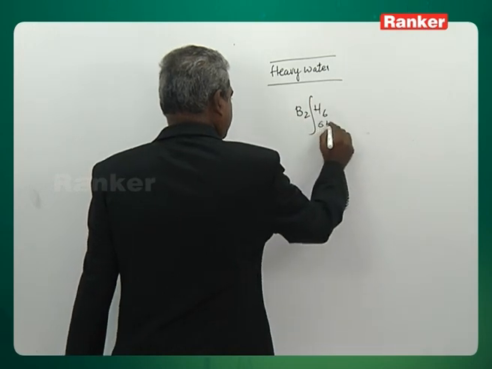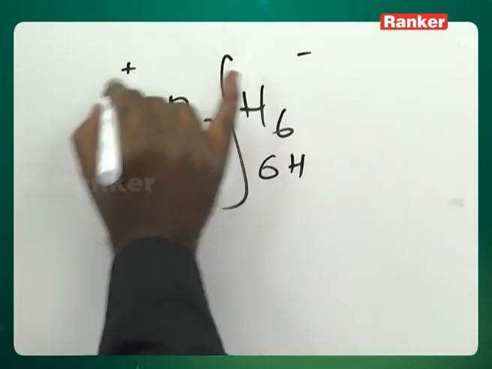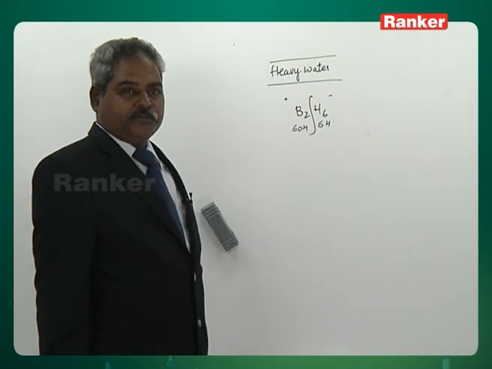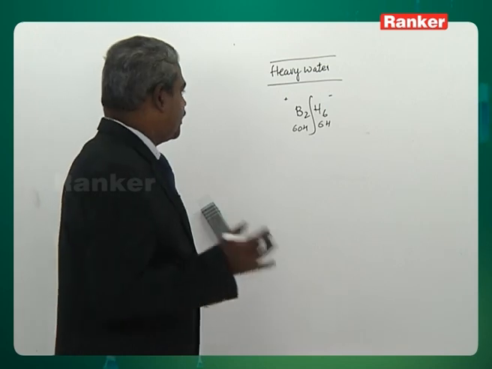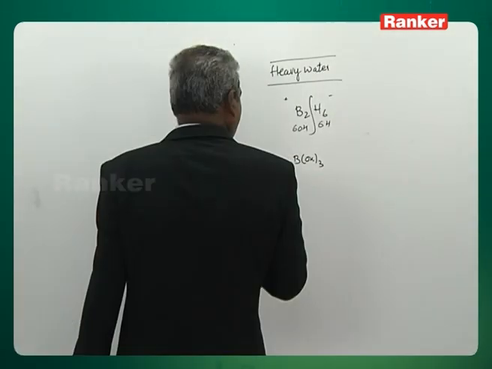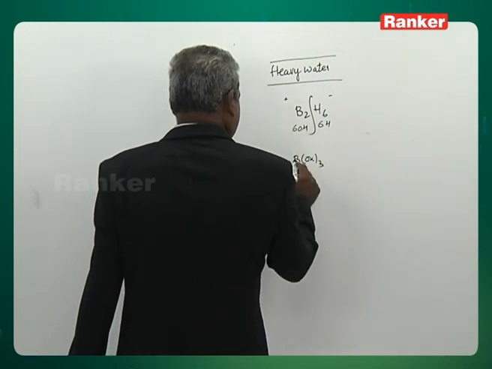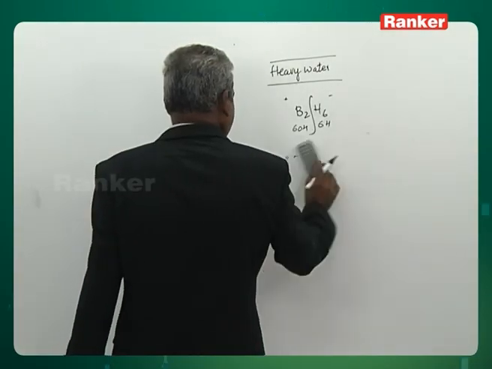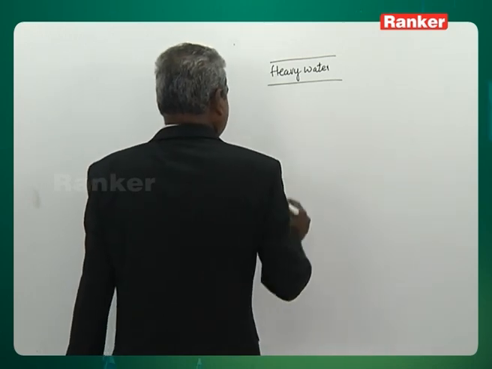So 6H, 6OH. H minus, this is minus, this is plus. So always you have to see those invisible plus minus. Means you need not write plus minus, but you should feel that boron is positive, hydrogen is negative. So what happens? BOH thrice, 2 BOH thrice, and of course something like that. Boric acid. B2H6 once again gives boric acid and hydrogen.